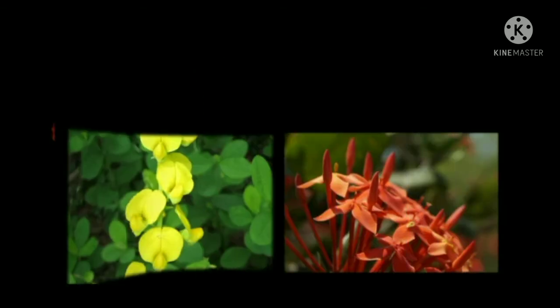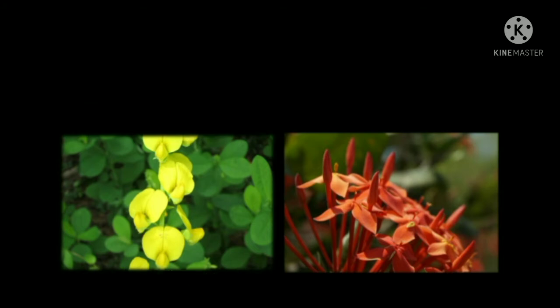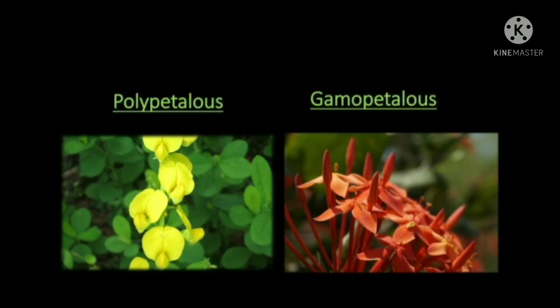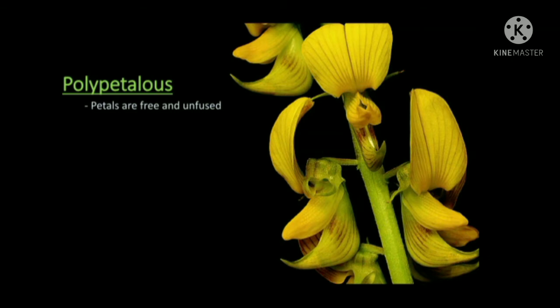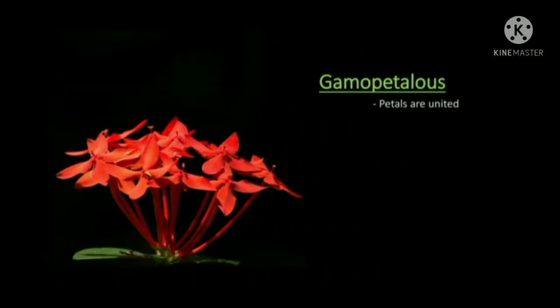Just like sepals, the petals are also seen free or united, called polypetalous as in Crotalaria and gamopetalous as in Ixora. In a polypetalous corolla, the petal has a narrow stalk-like lower portion called claw and an upper expanded portion known as limb. Such petals are known as clawed petals. In a gamopetalous corolla, the lower portion is known as tube and the upper portion is called limb.